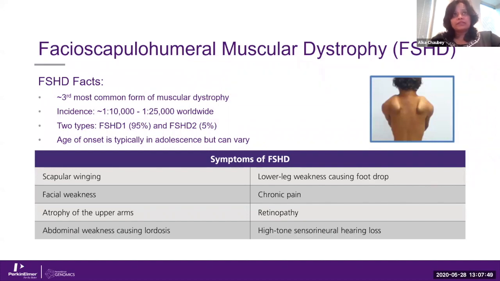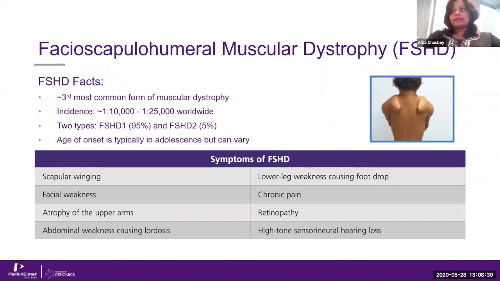So for FSHD, there are certain facts. Number 1, it's the 3rd most common form of muscular dystrophy. The incidence worldwide is 1 in 10,000 to 1 in 25,000 individuals. And there are 2 types: one is called FSHD1 and the other is called FSHD2. FSHD1 is pretty common, which we see in 95% of patients, but 5% of patients could have FSHD form 2. The age of onset can vary, but typically you will see clinical features manifesting around adolescence.